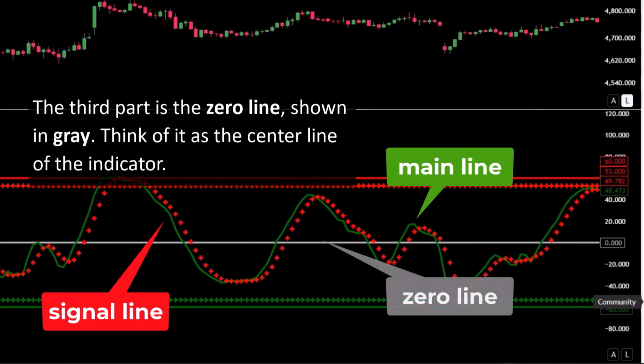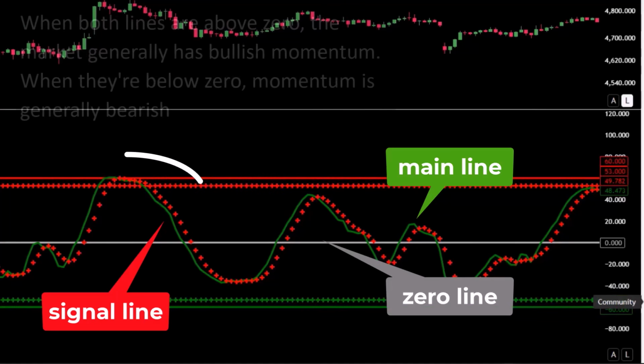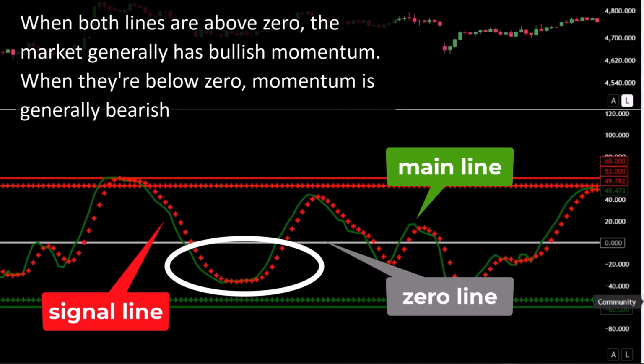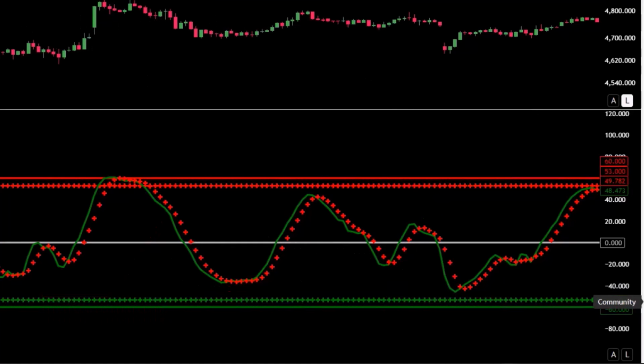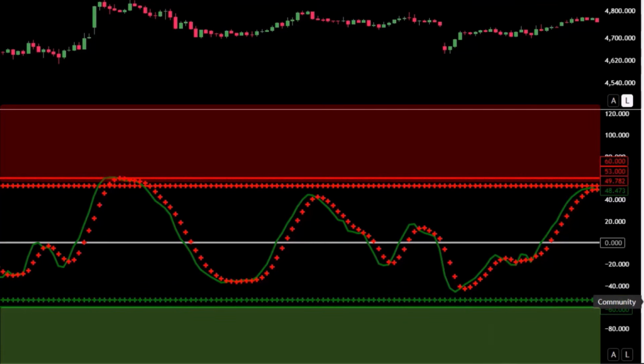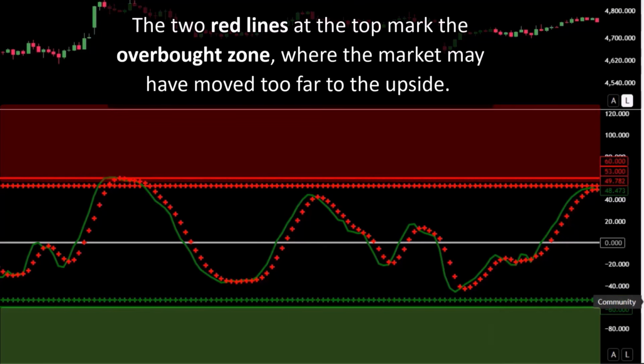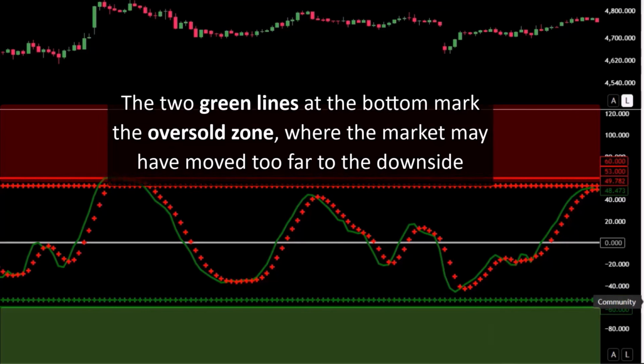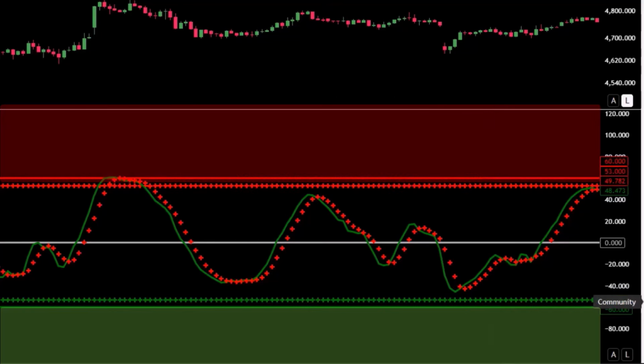The third part is the zero line shown in gray. Think of it as the center line of the indicator. When both lines are above zero, the market generally has bullish momentum. When they are below zero, momentum is generally bearish. Finally, we have the overbought and oversold zones. The two red lines at the top mark the overbought zone, where the market may have moved too far to the upside. The two green lines at the bottom mark the oversold zone, where the market may have moved too far to the downside. These areas can signal that a price reversal may be approaching.